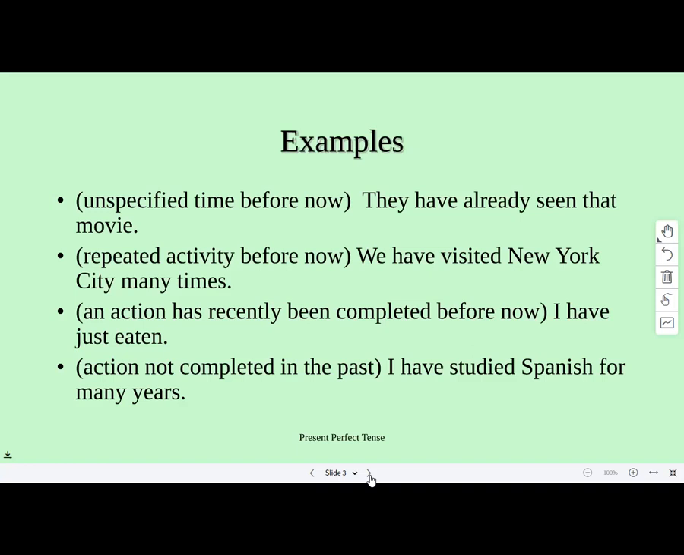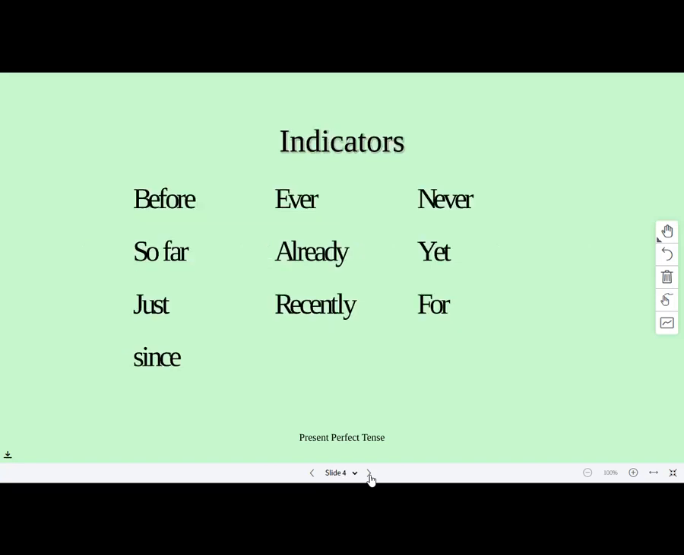Then an action not completed in the past. I have studied Spanish for many years. In your case, you can say that I have studied English for many years, because from the very beginning of our educational career, we are given a subject called English where we have to learn the rules and functions of English. As for now, we are trying to cover English Compulsory 1. So these are some examples.